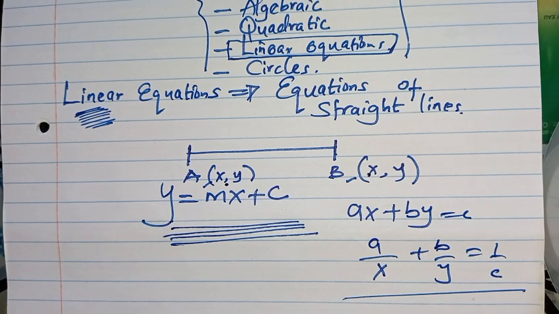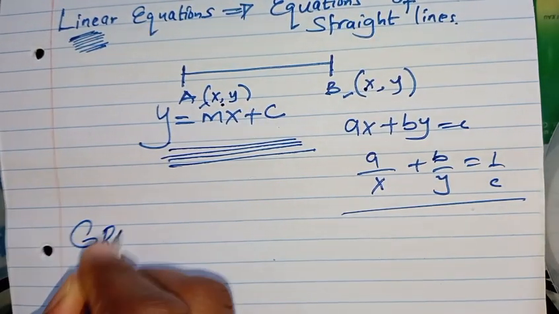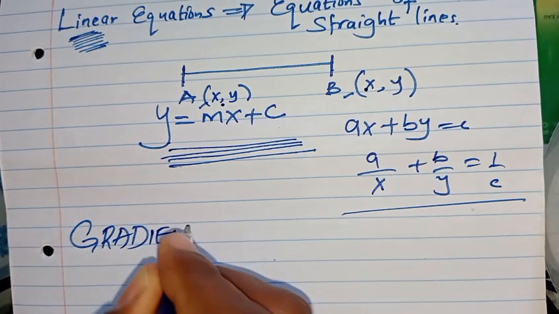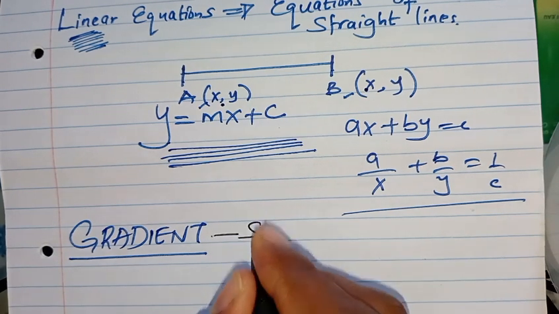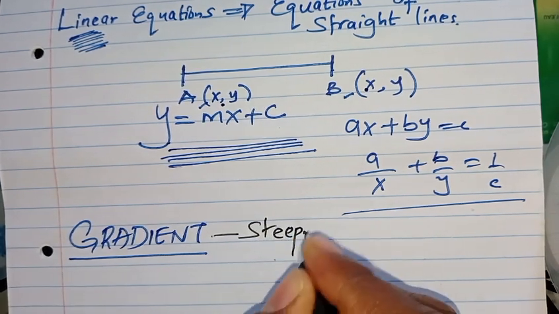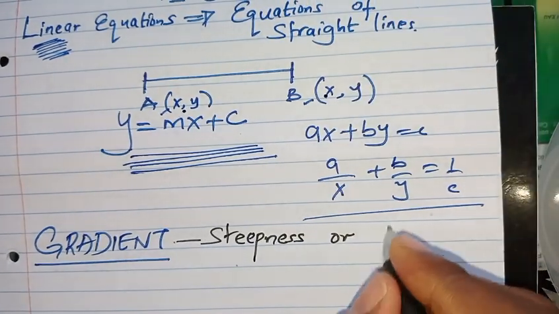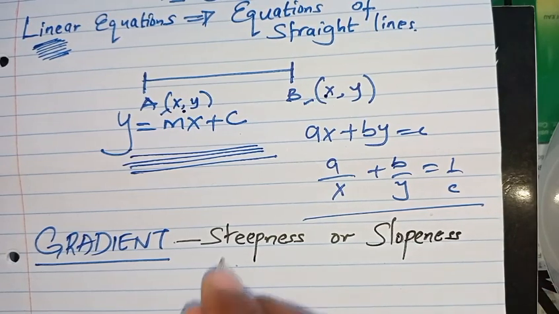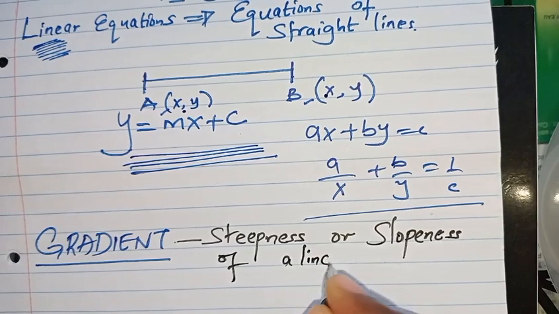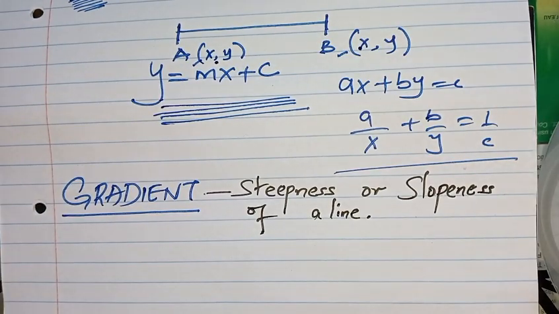Now the next thing is to define gradients. Gradient is the steepness or the slopeness of a line. I want to again draw another line and show you what I'm talking about.